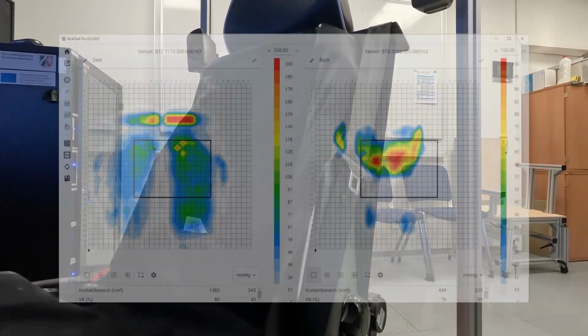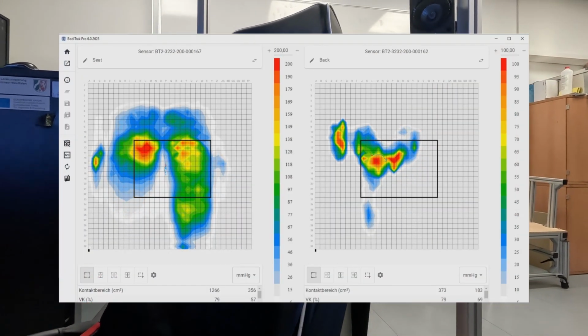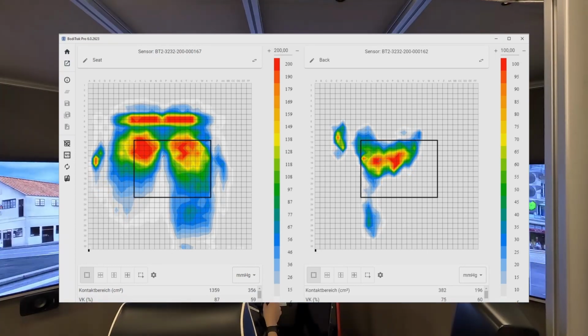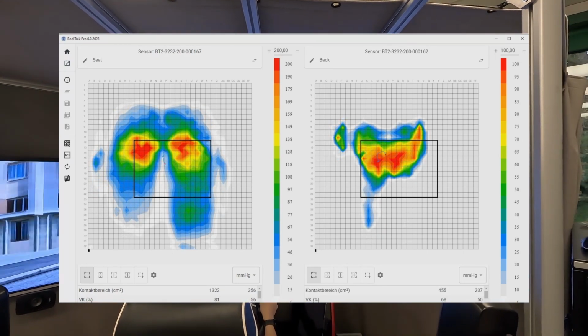How a driver sits and shifts can reveal a lot. Our seat pressure sensor maps record posture, movement, and weight distribution, giving clues about the driver's comfort, alertness, or even stress levels.